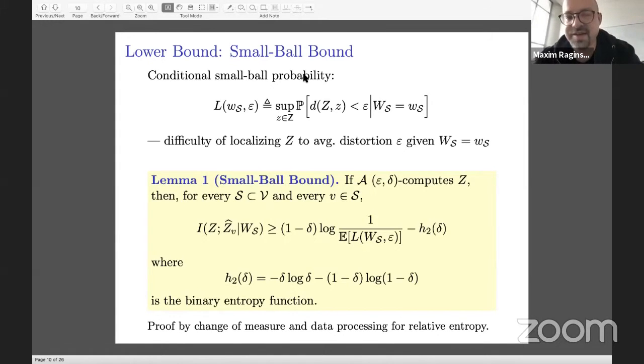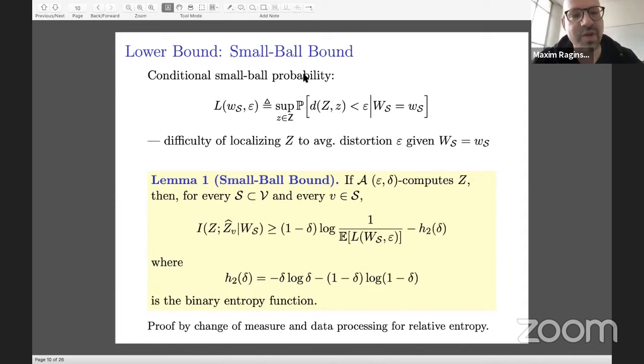So what it takes in is a vector of input values corresponding to the nodes in that subset S, and it takes the tolerance epsilon, and it simply looks at the following. It says, okay, I'm going to look at the conditional distribution of the value of the function z, given the realization of the inputs for nodes in S. And I'm going to look at essentially all possible values for z. And I'm going to look at the largest conditional probability that the actual function value, given the nodes in S, differs from a fixed value by no more than epsilon in this distortion.